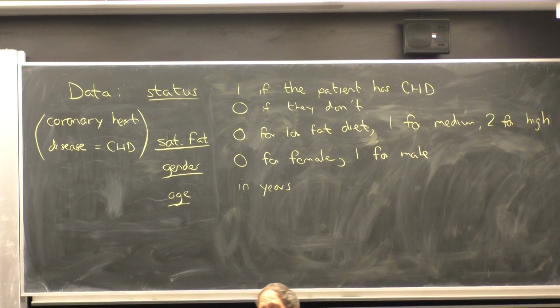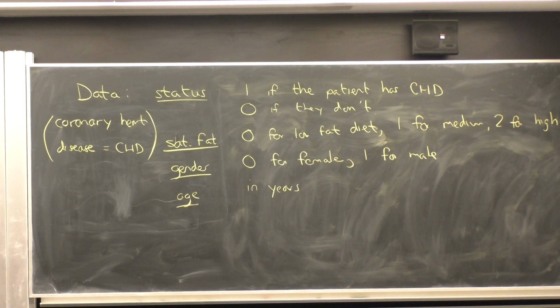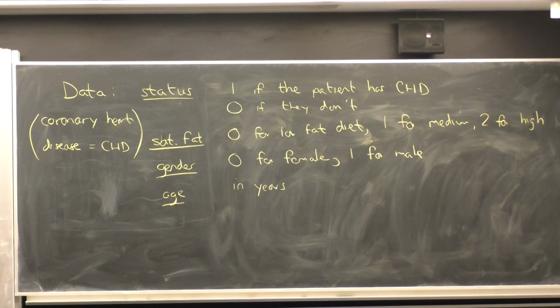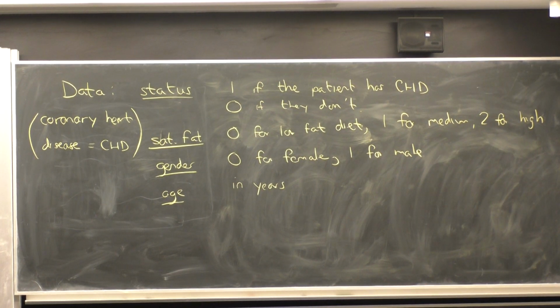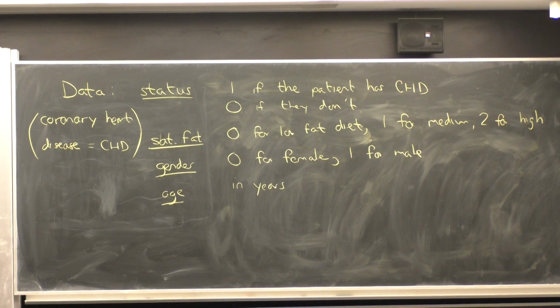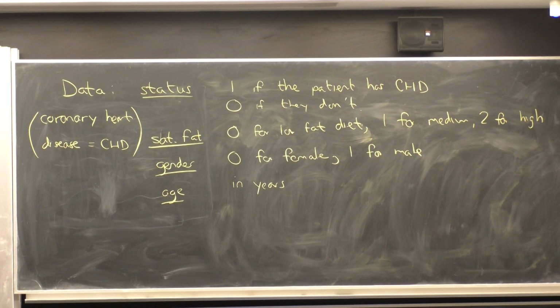Okay, so I'd already done an example with a factor with 2 levels. This was a data set that I introduced at the end of yesterday's lecture. It's a data set on coronary heart disease. There are 4 columns in the data set. The first one is the response variable, the status, which is 1 if the patient has coronary heart disease and 0 if they don't. The potential explanatory variables are the level of fat in their diet, where 0 indicates a low fat diet, 1 a medium fat diet, and 2 a high fat diet; gender, 0 for female and 1 for male; and finally age in years.